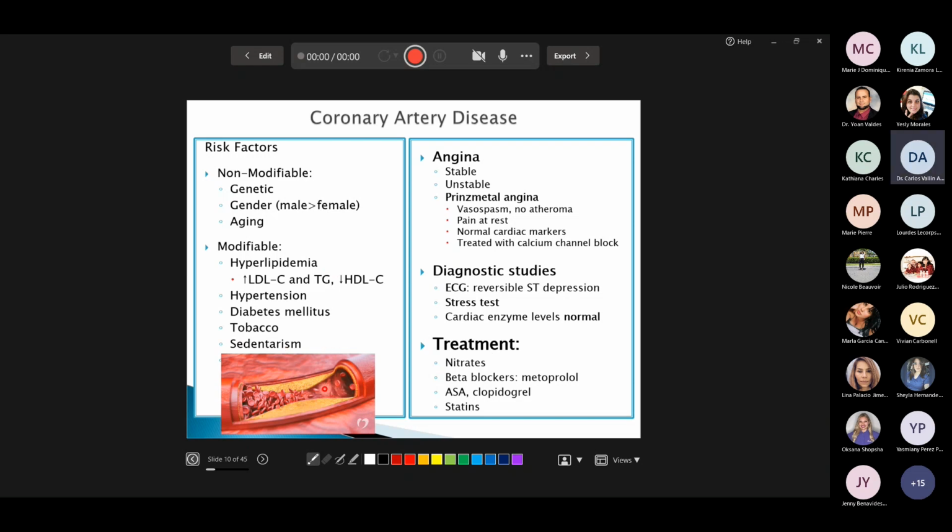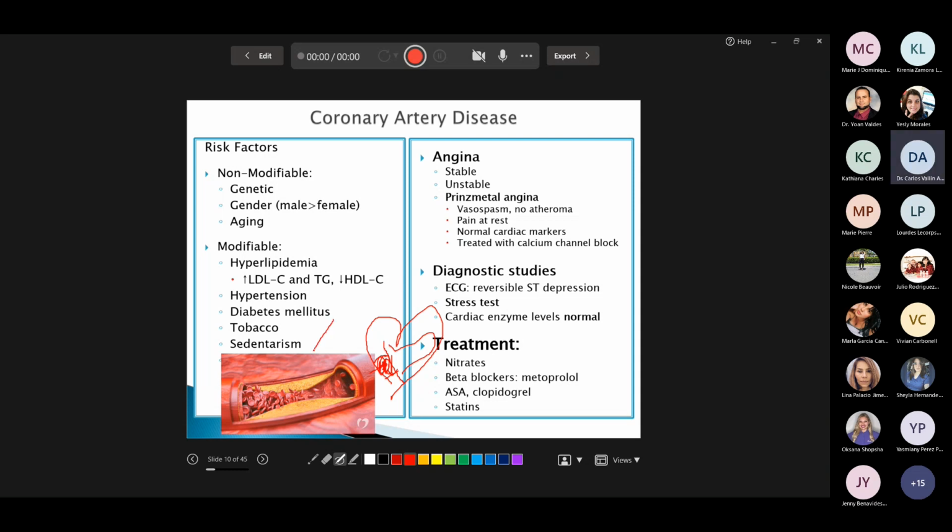When this happens, parts of the heart don't receive enough blood and oxygen when the heart needs to work more. Generally, the heart needs to work more when the person is exercising. So when the person is exercising, the part of the heart that depends on this artery will receive less oxygen than needed to produce ATP, to catch up with the increased demand of the exercise. For that reason, this part of the heart will start producing lactic acid. The lactic acid stimulates the nerves of the heart, and then the patient presents chest pain.